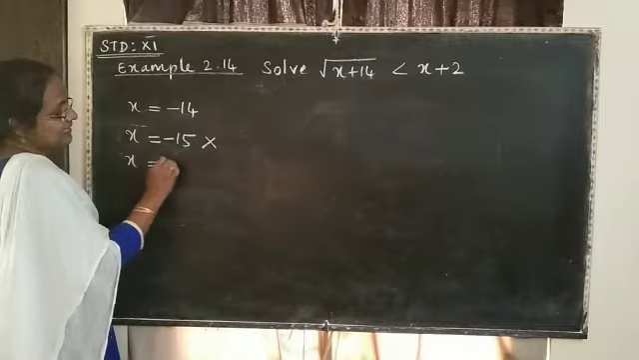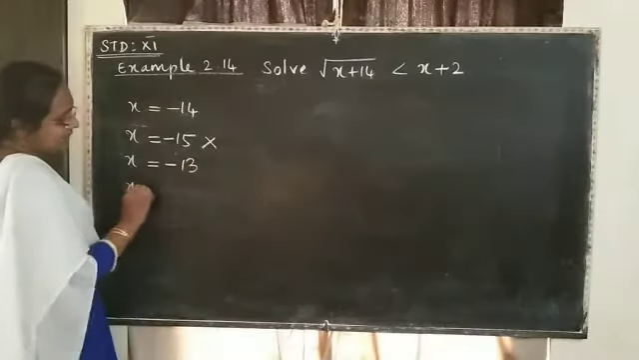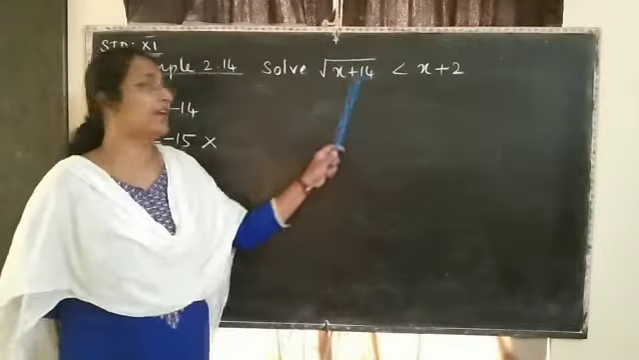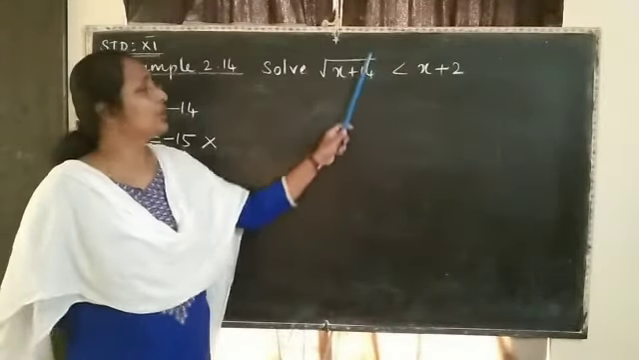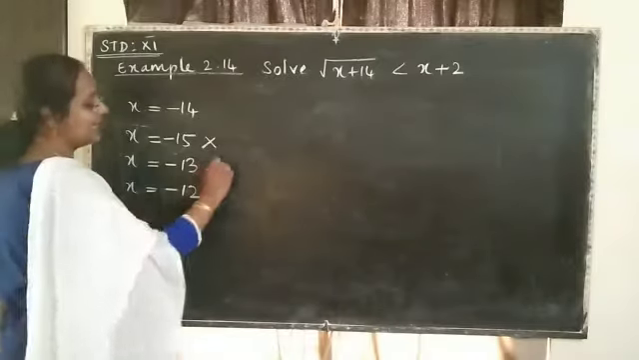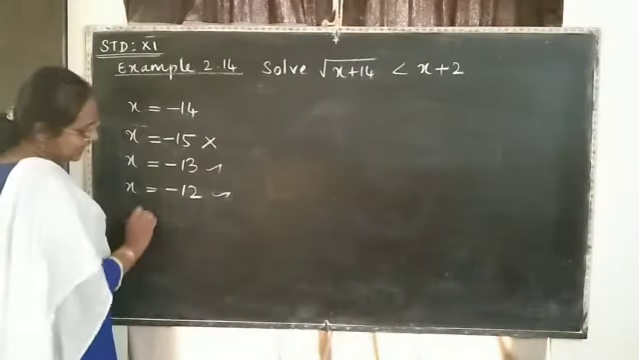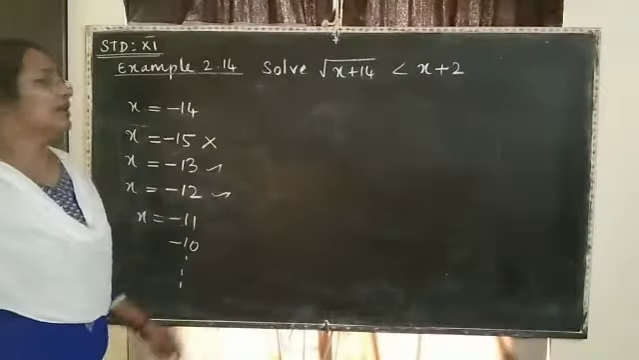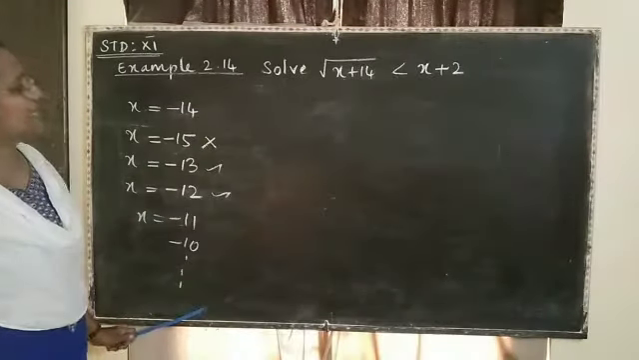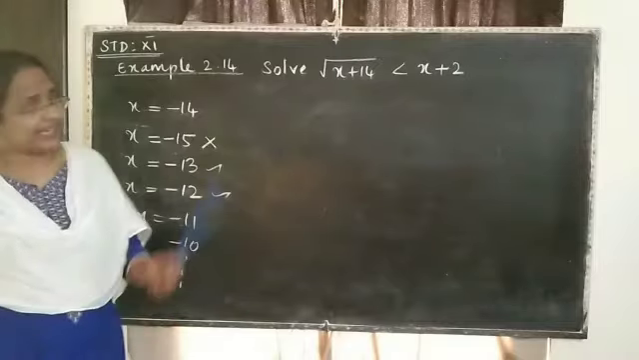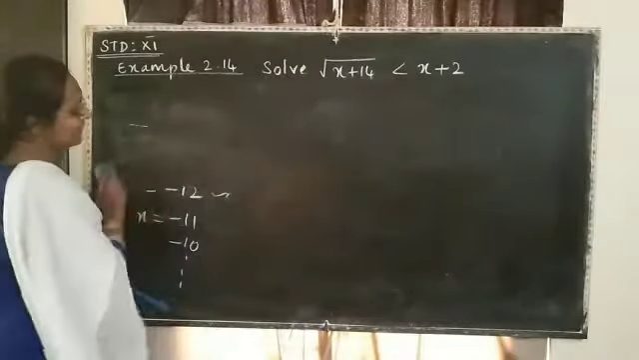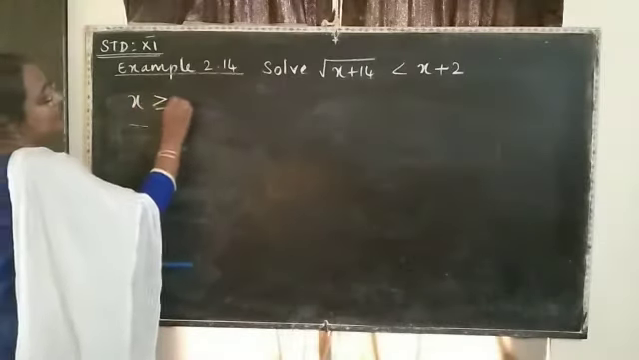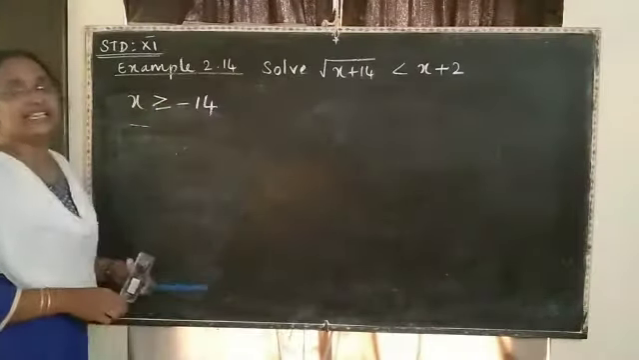Now if I take x is equal to minus 13, x is equal to minus 12, let's see. Minus 13 plus 14 is plus 1, minus 12 gives plus 2. So these two values are eligible. Not only these two. If I take x is equal to minus 11, minus 10 and it goes on. So concluding this, I can say that x can take the value greater than or equal to minus 14.